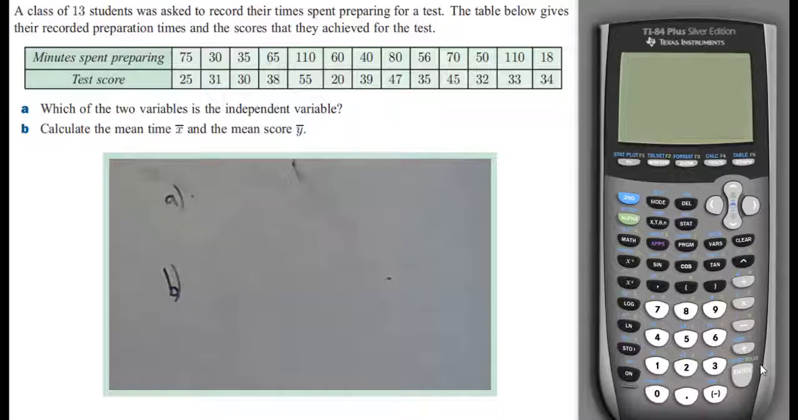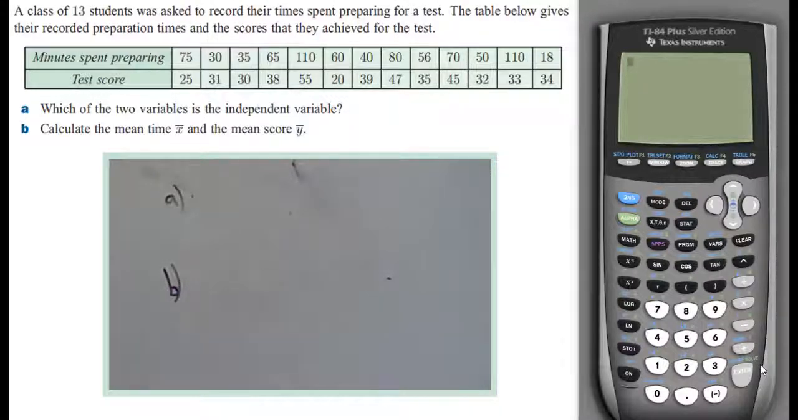The table below gives their recorded preparation times and the scores they achieved. So the first row of data is minutes spent preparing. The first student took 75 minutes, the second student 30 minutes, third student 35, and so on. And then you've got their test score. The first student got a score of 25, second student got 31, the third student got 30. So the first student spent 75 minutes preparing for the test and they got a score of 25.